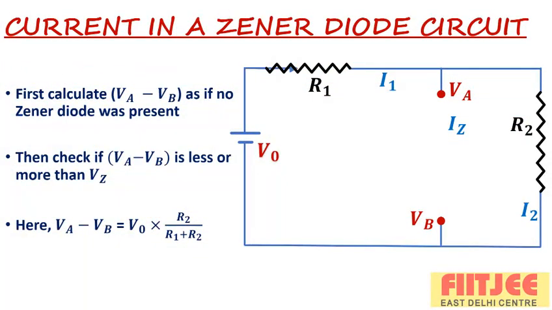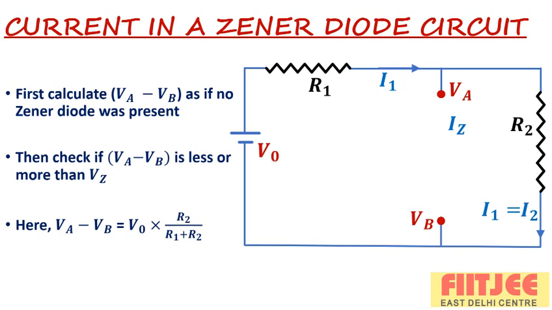To calculate the voltage across the Zener diode, first we will assume there is no Zener diode present, and we will calculate the voltage across that point. In this situation, by using Kirchhoff's law, we get the voltage across the Zener diode as V0 into R2 divided by R1 plus R2.